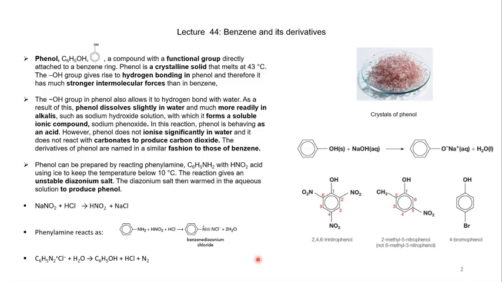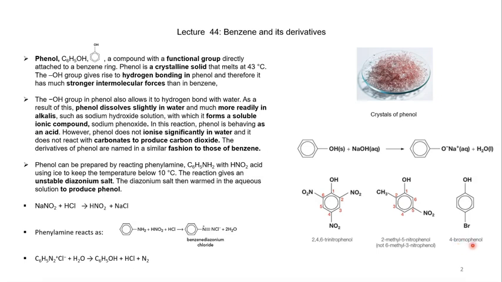We can also introduce other groups, let's say a nitro group in phenol, by reacting with nitric acid, or even other groups like a methyl group or nitro group here. So we can prepare 2,4,6-trinitrophenol, or we can prepare 2-methyl-5-nitrophenol, or we can prepare 4-bromophenol.